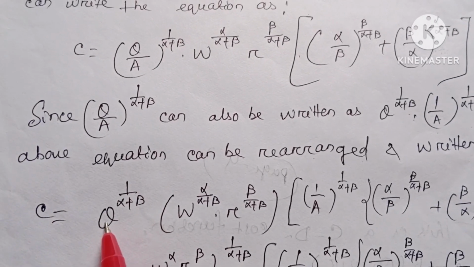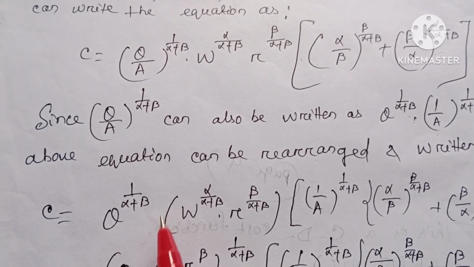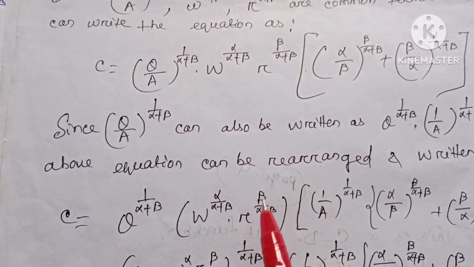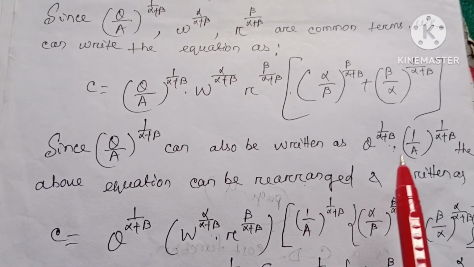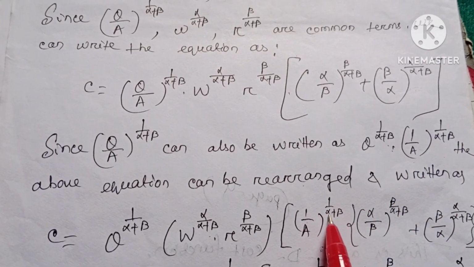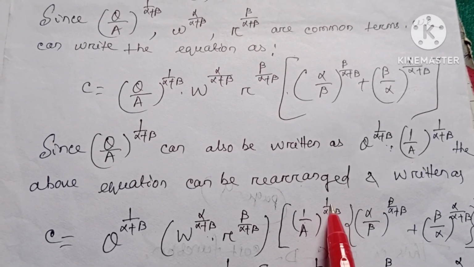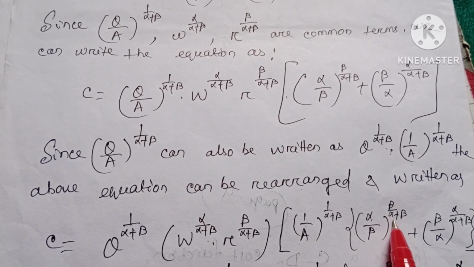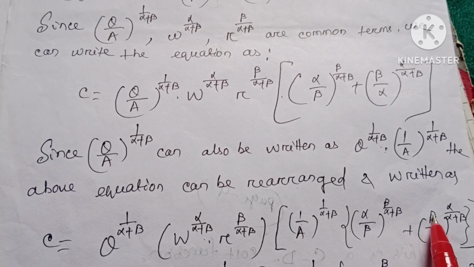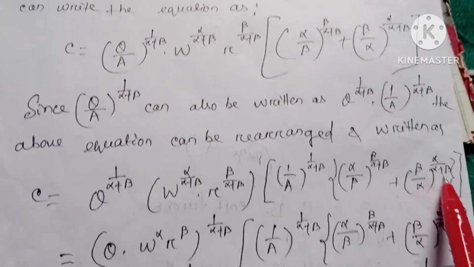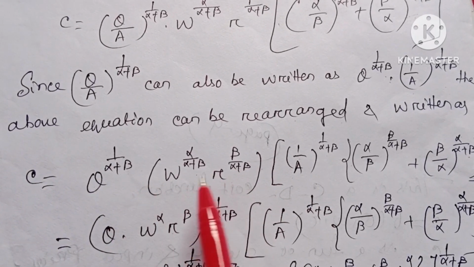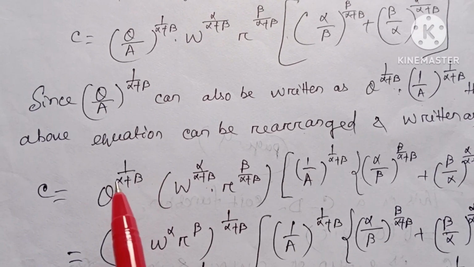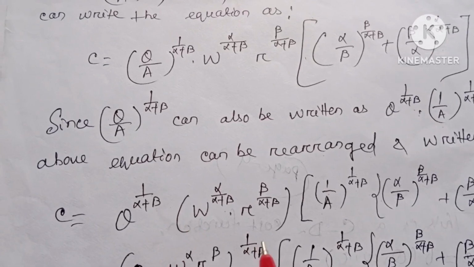c equal to q to the power 1 by α+β into w to the power α by α+β into r to the power β by α+β into (1/a) whole raised to 1 by α+β into (α/β) to the power β by α+β plus (β/α) whole raised to α by α+β. So the first term we can write as q into w into r. Here the exponent 1 by α+β is common.